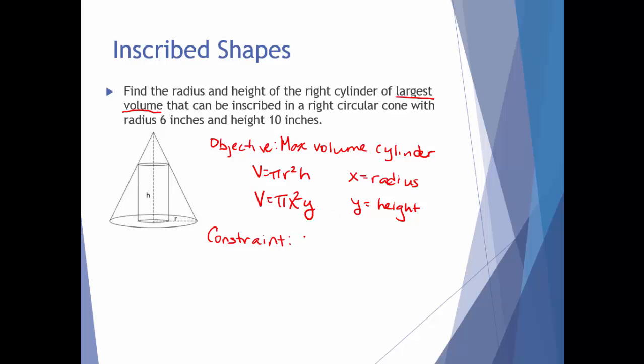Okay, we know that we have a cone. It's got a radius of 6 and a height of 10. Now those are given and those are constant. So we know that this distance here is 10 and this distance here is 6. Those are given to us. So we need to somehow be able to use that to talk about the radius and the height of the cone.